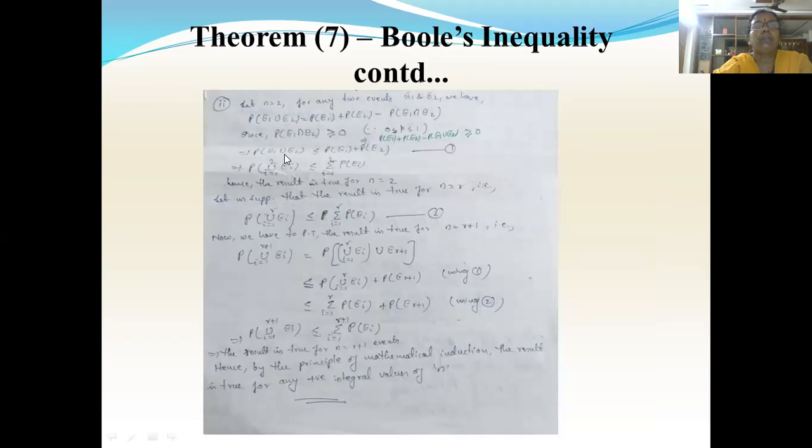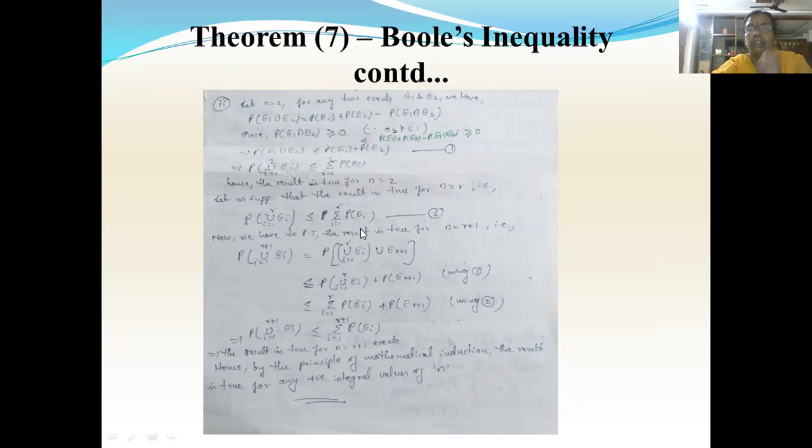That implies what? If this is greater than or equal to 0, that means this probability will be a smaller value. So P of E1 union E2 is less than or equal to P of E1 plus P of E2. Or in generalized form, I can write it as probability of union EI, I is from 1 to 2, is less than or equal to summation I is from 1 to 2 P of EI. So it is true for n equal to 2 events. Now we'll assume that it is true for n equal to r events. That is P of union EI, I is from 1 to r, is less than or equal to summation P of EI, I is from 1 to r.